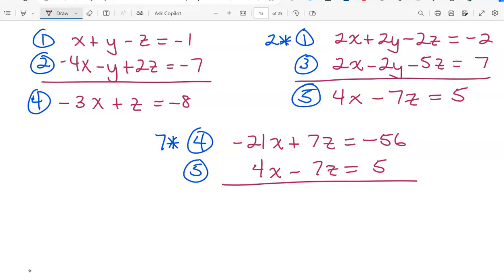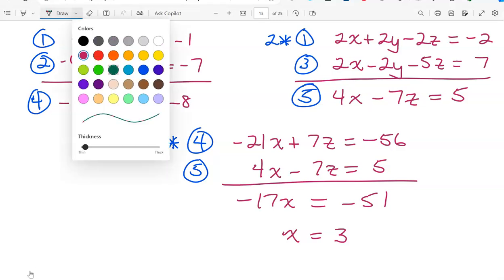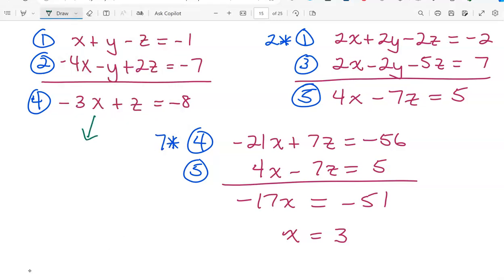Adding the equations together, we get -17x is equal to -51. And then dividing by -17, we get x is equal to 3. Now I'm going to replace x in one of the two equations. And so I'll use equation 4, and that will give us -9 plus z is equal to -8. Adding 9 to both sides, z is 1.